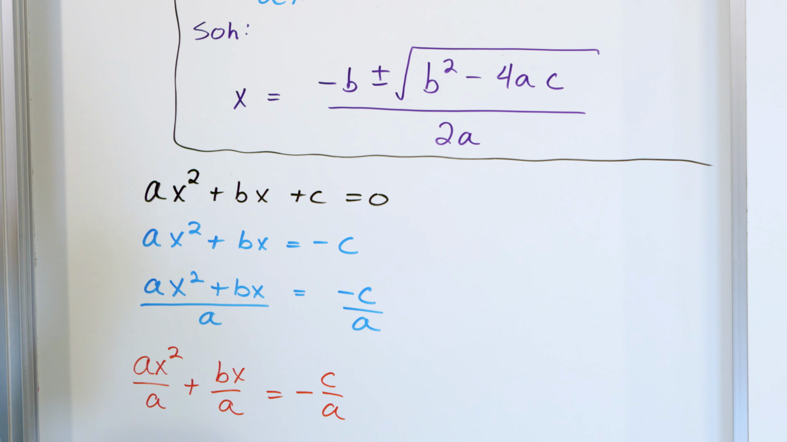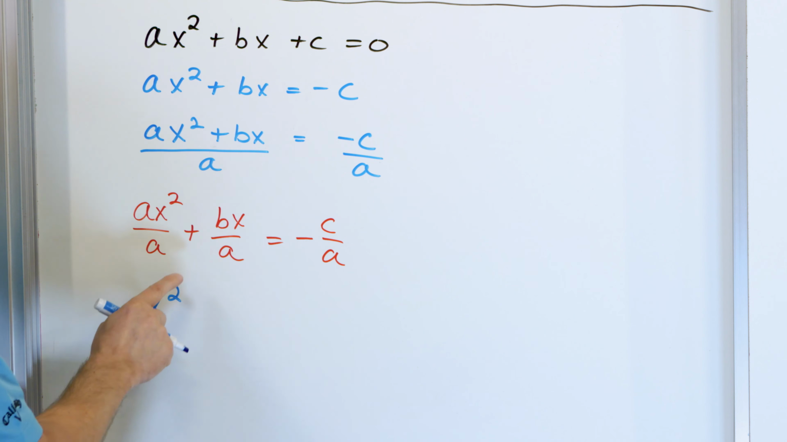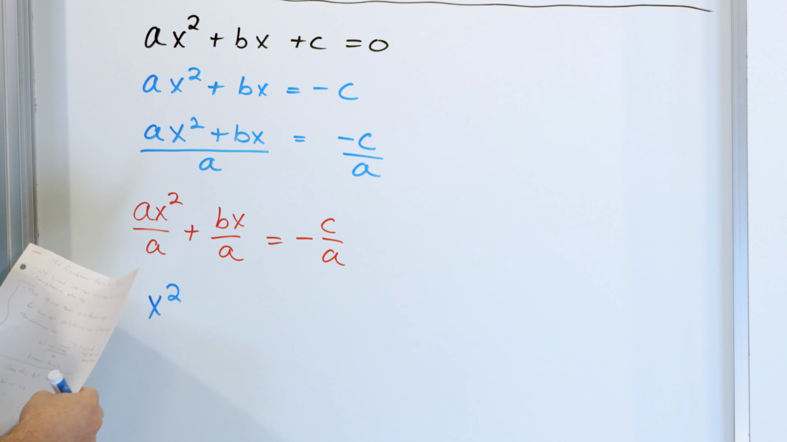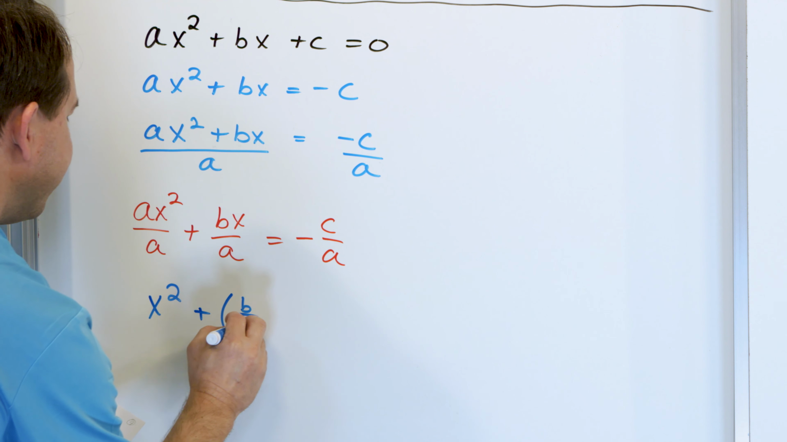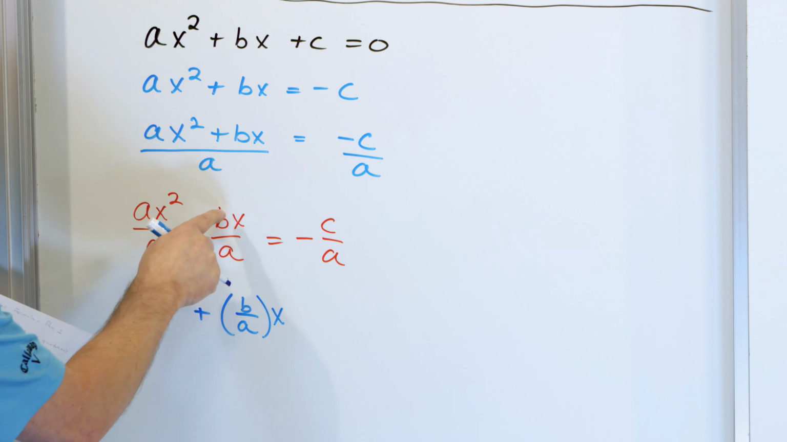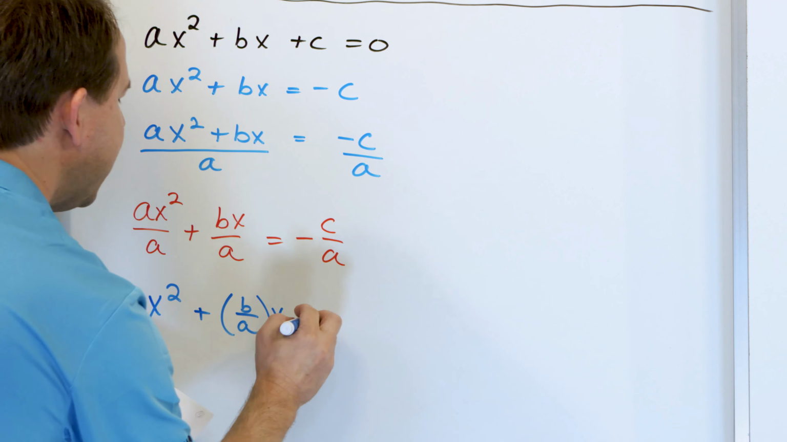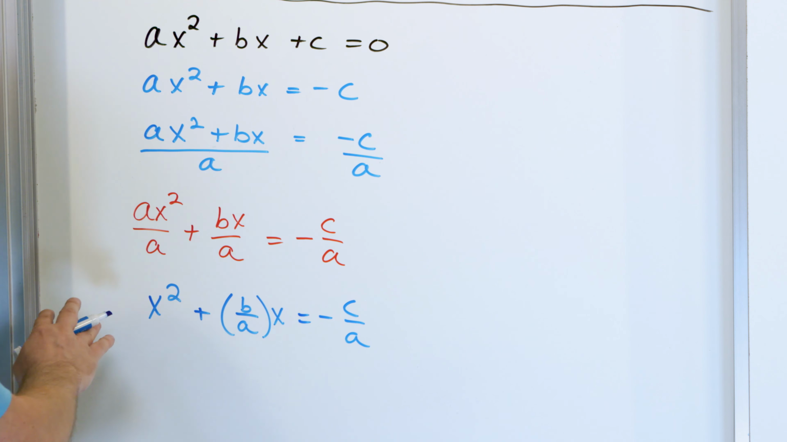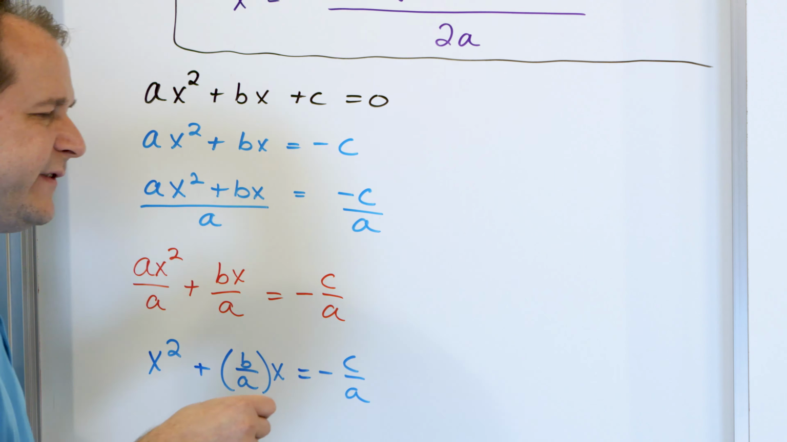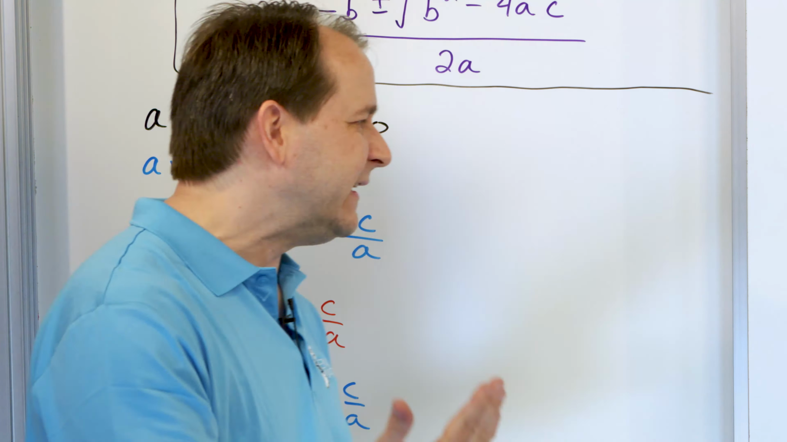And the reason I'm doing that is because here the a is going to cancel with the a, leaving me only with x squared. Here I still have a b over a and an x there. So I'm going to write it as b over a times x. It's just the coefficient of x, for lack of a better word, is the fraction b over a. And on the right-hand side is negative c over a. Now, I'm not going to lie to you, this is an ugly looking equation, but it is no different than any of the other equations we've done by completing the square. You notice we've done exactly the same steps.